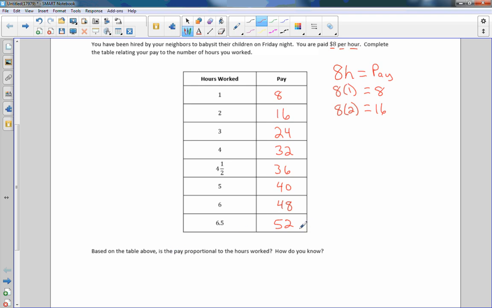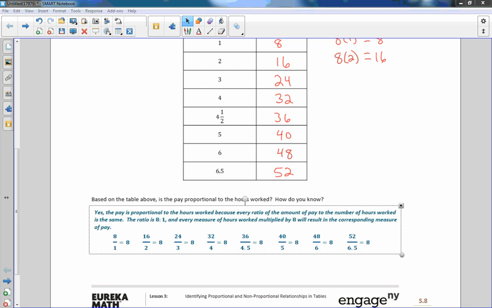Based on the table above, is the pay proportional to the hours worked? Yes, because the pay is proportional to the hours worked: every ratio of the amount of pay to the number of hours worked is the same. The ratio is 8 to 1, and every measure of hours worked multiplied by 8 will result in the corresponding measure of pay.